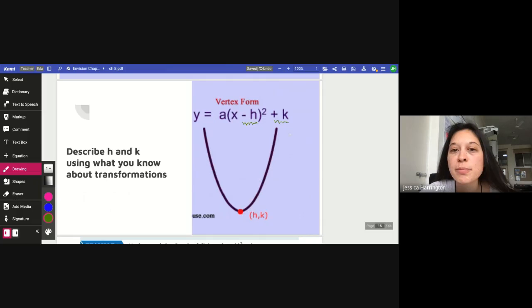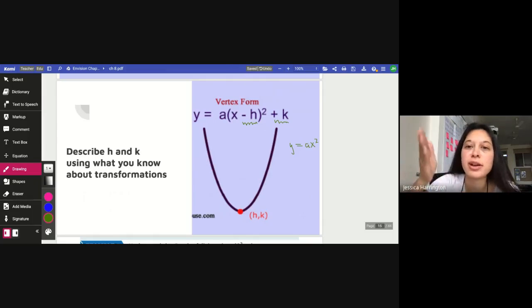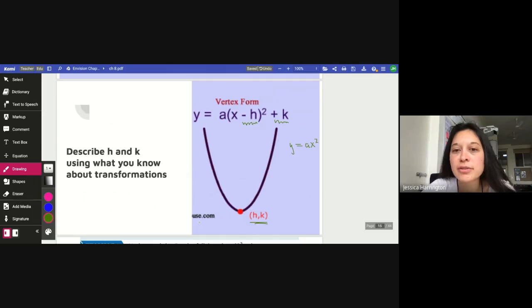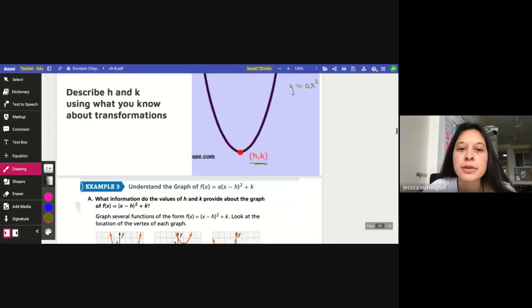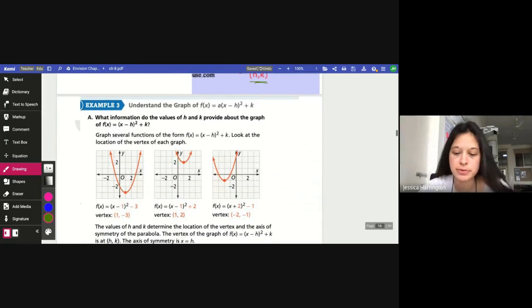If these were both 0, the form would just be y equals a times x squared, with 0 here and 0 there. That's your basic formula, which we used in 8.1. But once you start performing vertical and horizontal translations, sliding it left and right, up and down, these h and k tell you how to slide it, and that tells you where the vertex is. You already know this because we've talked about translations before. So now we're going to do some examples.